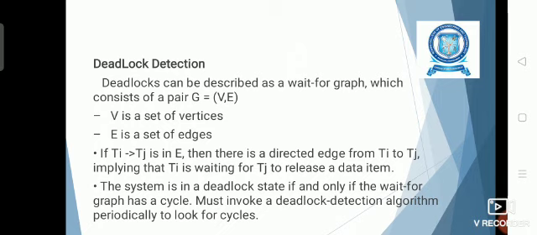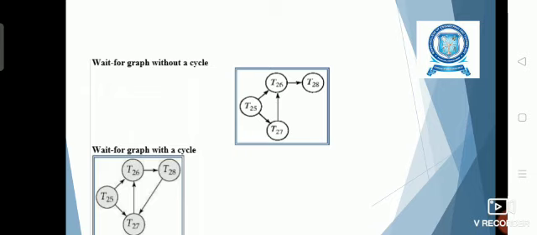The deadlock detection algorithm is used to find out the presence of cycles in the graph. Here we can see an example. In the first example, the transactions are T25, T26, T27 and T28. T25 is waiting for T27. T27 is waiting for T26. T25 is also waiting for T26, and T26 is waiting for T28.